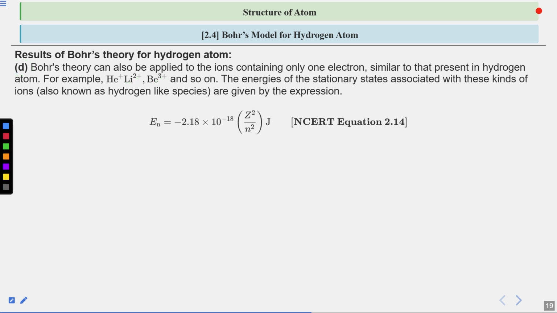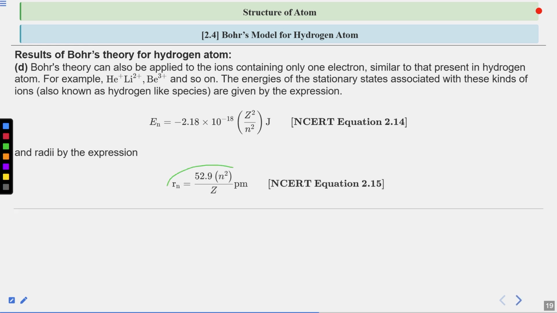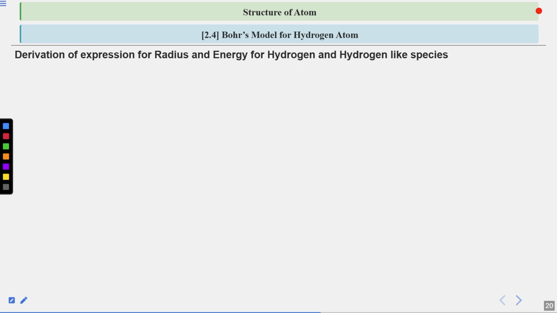Now in that case the formula is changed a little bit. We simply take a Z square factor on the top apart from the rest of the formula, where Z is the atomic number. So if it is helium, it will be 2. If it is lithium, it will be 3. Similarly for the radii also, the formula becomes n square by Z. So we divide by Z. Here we multiplied by Z square, here we divided by Z, where Z is again the atomic number.